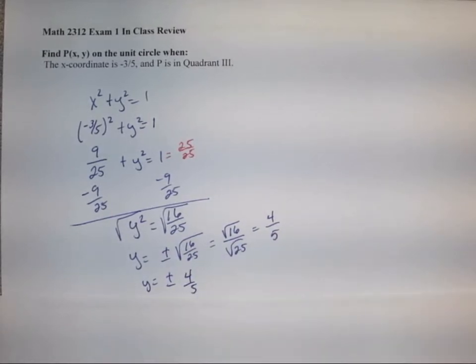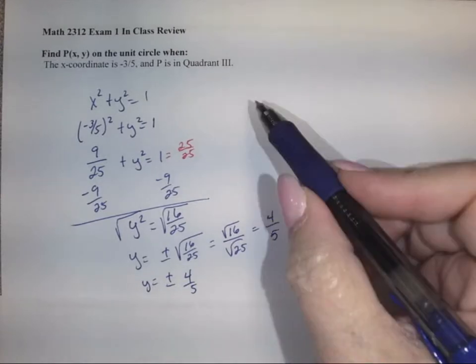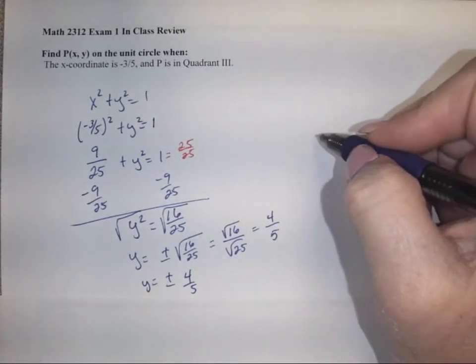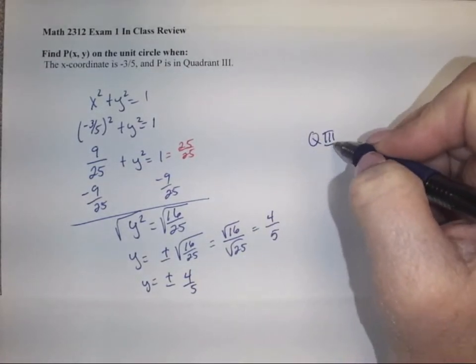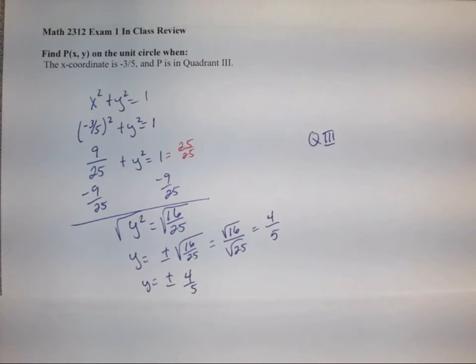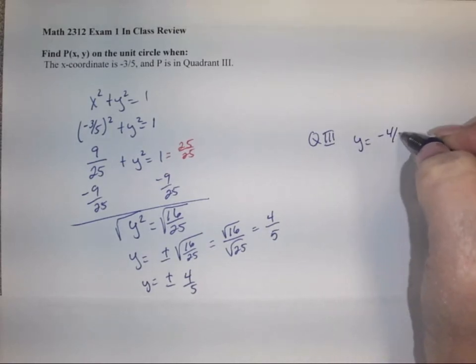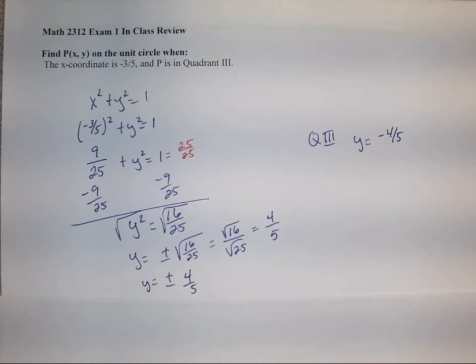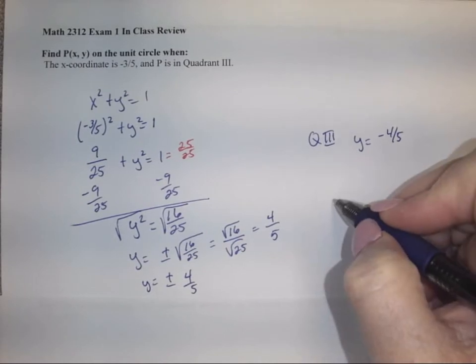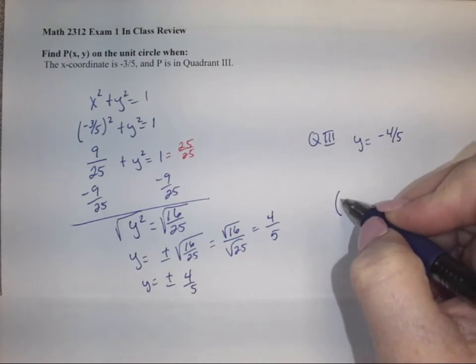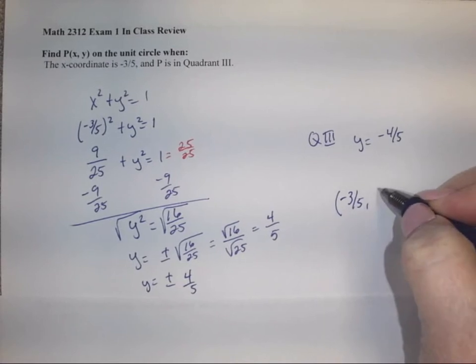But is it positive or is it negative? Well, this is where we go back to quadrant 3. In quadrant 3, our y value is also negative, just like the x is already. So we know that y will be equal to -4/5. Now we're looking for the point, so our point will be our x value and our y value.